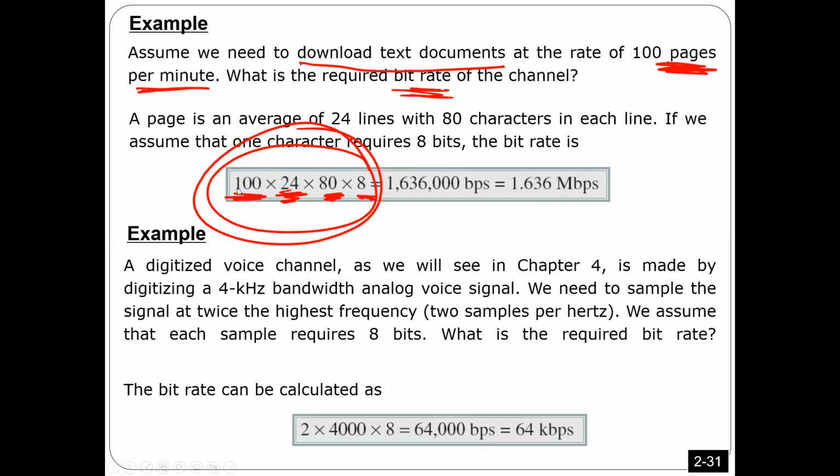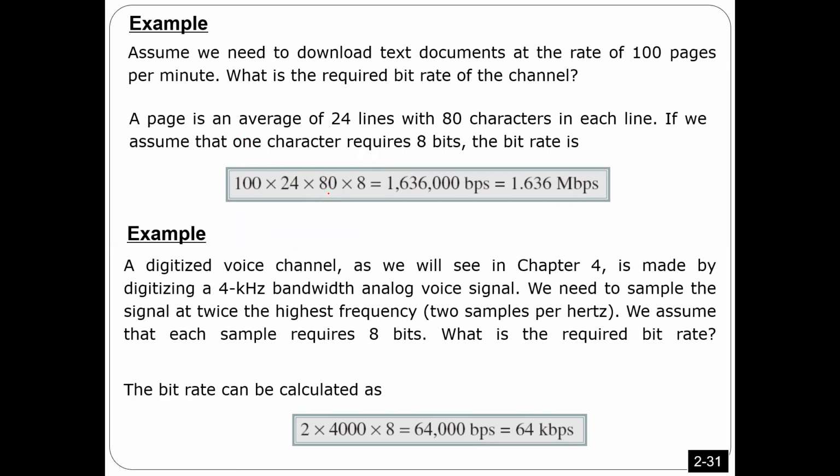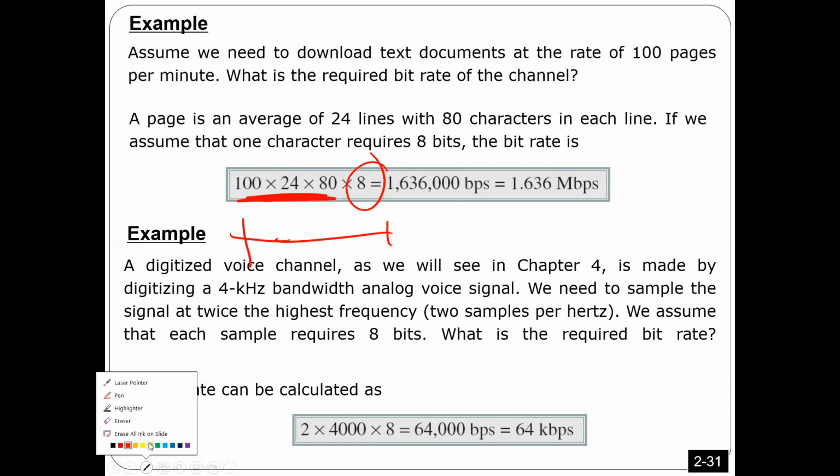So now I'm going to see how many pages, how many lines, how many characters. So this one is going to give me how many characters I have in total, because this is characters per line times the number of lines times the number of pages. Okay. So this part here is going to give me how many characters I have. If I multiply by 8, because you know in ASCII code every character is represented by 8 bits, this one is going to give me the number of bits. Okay, the number of bits.